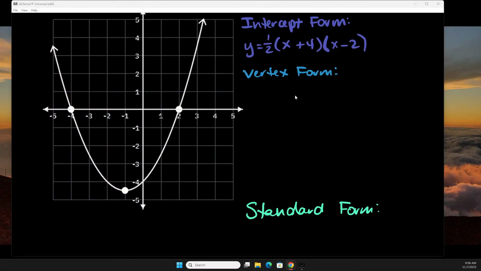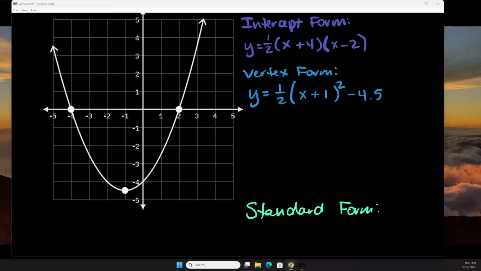Okay, vertex form is super easy, especially now that we've already talked about our vertex. But vertex form, that 1/2 is going to stay 1/2 throughout our problem. On vertex form, the x part of the vertex gets subtracted from the x. So since it was a -1, we would do plus, and then the y part is at the end.